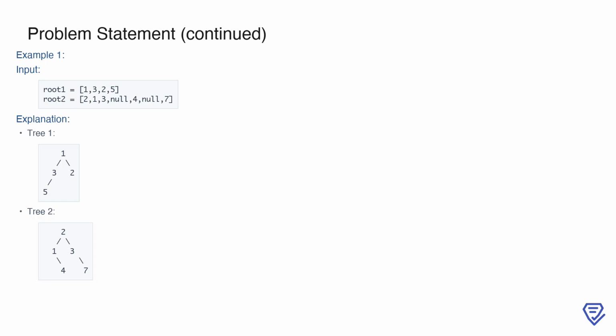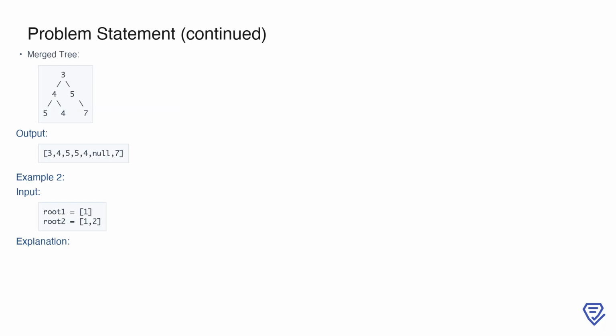The first tree, root 1, has the structure: 1 is the root, with 3 as its left child and 2 as its right child. Additionally, 3 has a left child, 5. The second tree, root 2, has 2 as the root, with 1 as its left child and 3 as its right child. Furthermore, the left child, 1, has a right child, 4, and the right child, 3, has a right child, 7. These two trees will be merged according to the rules we just discussed.